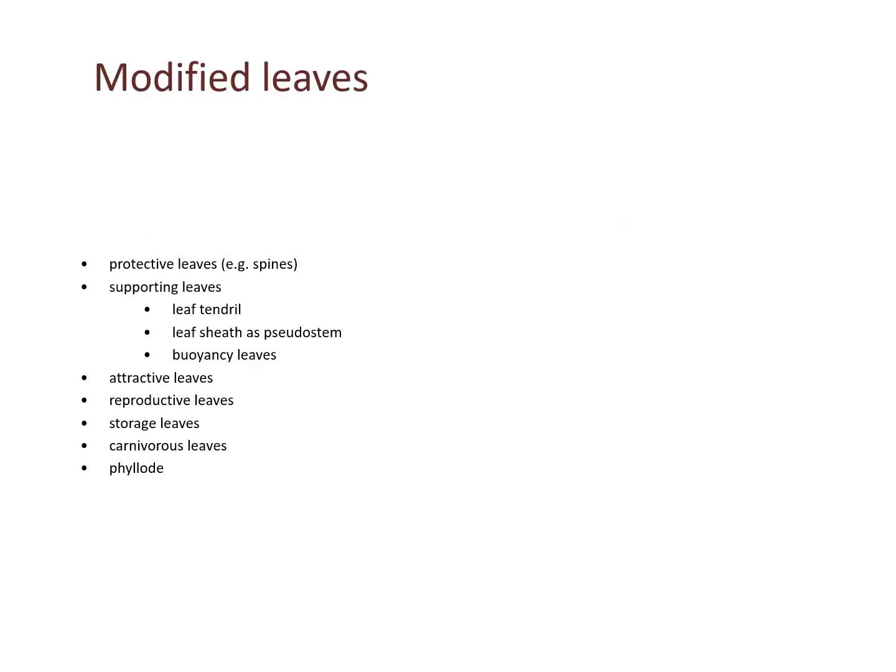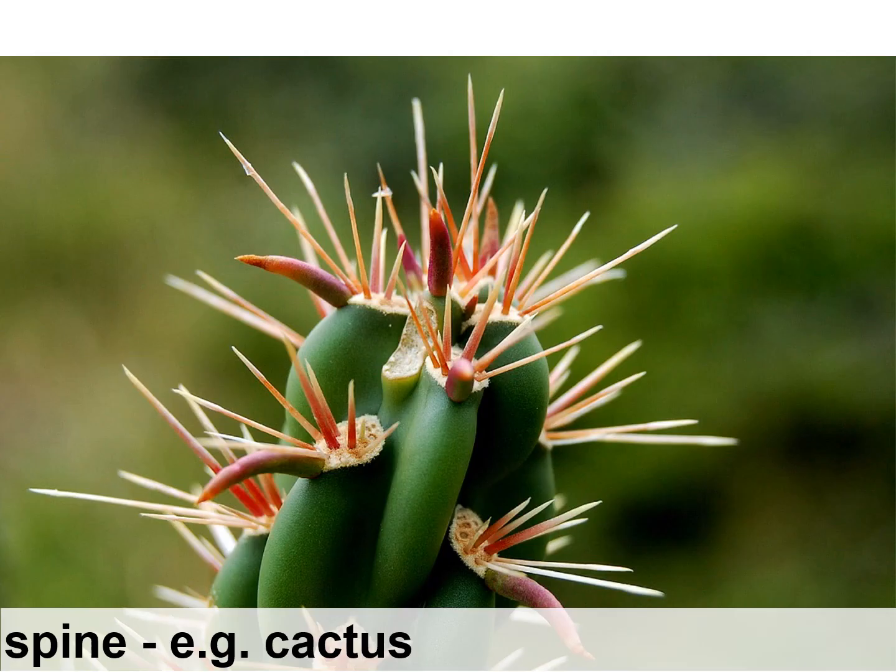Except for the main function, leaves also modify themselves to enable the plant to perform many functions, like a modified leaf. The first modified function is spines. Spines are modified leaves used for protection against herbivores. They have also evolved as a water-saving strategy in some plants. And an example of a spine, or modified leaf, is the cactus.